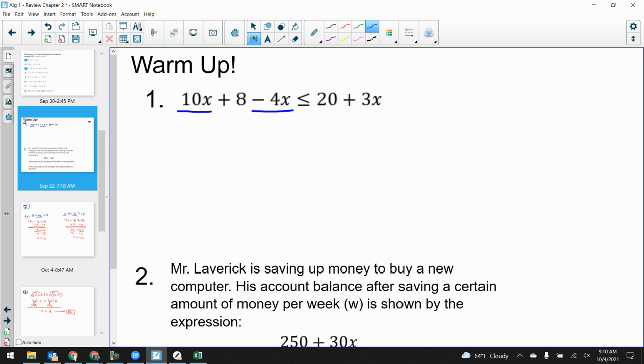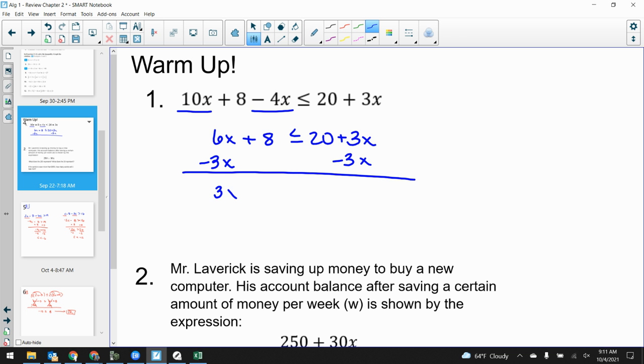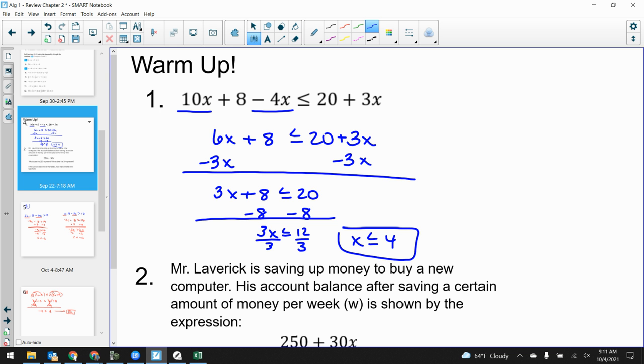Everybody watch, please. 10x minus 4x should not be 14x. You can't add the 4. You're just combining like terms because I'm only working with the left side of the inequality. So 6x plus 8. Leave the right side. What's my little guy? The 3x. So subtract it over to the left side. So we have 3x plus 8. We subtract the 8. We get 3x is less than or equal to 12. So my final answer is x is less than or equal to 4. Questions about that?